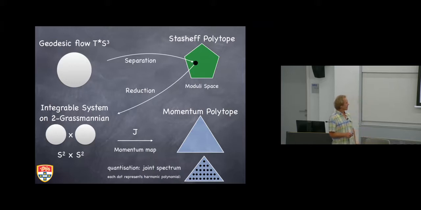This is a Stashev polytope. This works in n dimension, and I will say a few words about larger n, but mostly I will work on S3. So this is the space of all systems in which you can separate variables on the round sphere. So I'll call this my moduli space. So this is my first polytope. And I want to understand what happens when I move around in this polytope, what kind of integrable systems I get.